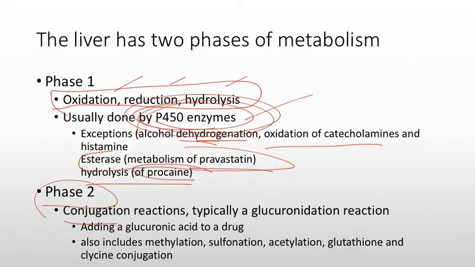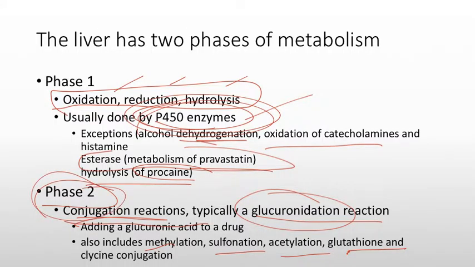Phase 2 metabolism attaches things to my molecule. These are called conjugation reactions, and typically you're going to conjugate with something called glucuronic acid. This is called glucuronidation. By and far the majority of reactions that take place in phase 2 are called glucuronidation reactions, but you can also have methylation, sulfonation, acetylation. You can add glutathione.